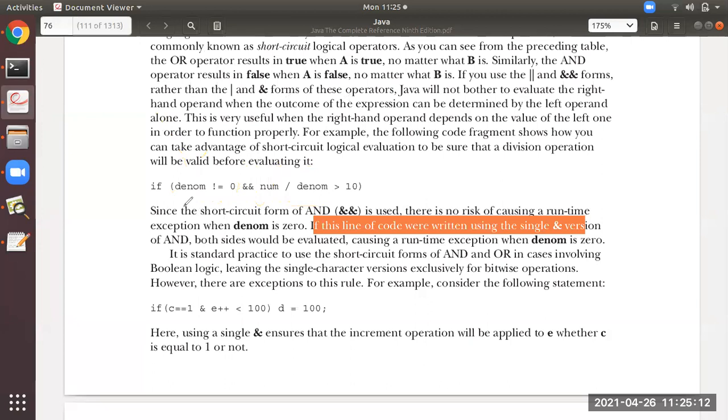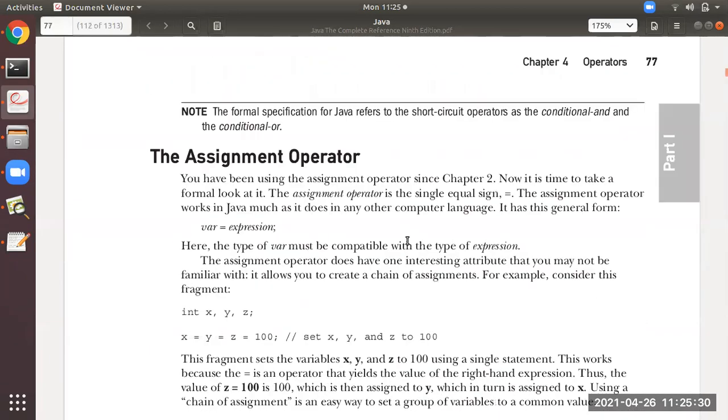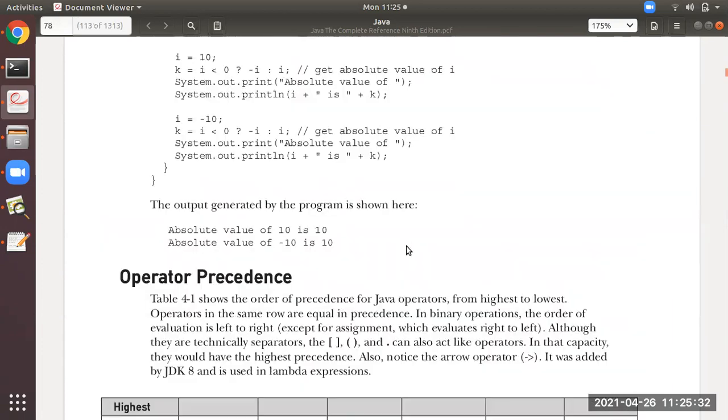What is short circuit AND? If the first part is true, then only the second part will be evaluated. If the first part is false, it need not evaluate the second part, no matter whatever it is, true or false. I hope you all have understood this.